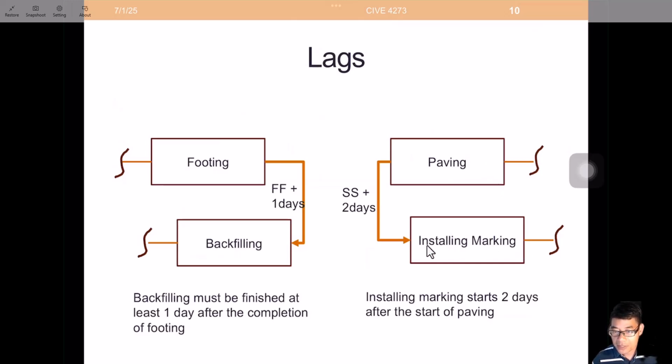Installing marking is dependent on the start of paving. So what this is saying is installing marking starts 2 days after the start of paving. All right, so most jobs are done concurrently, but installation of marking is going to be 2 days behind the start of your paving.